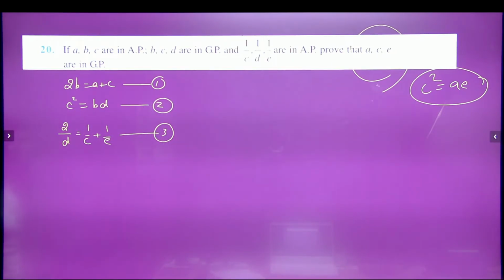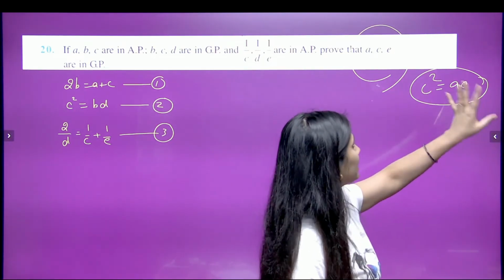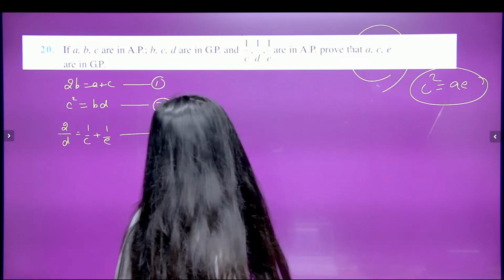So this is the question, the given things of the question. Now what we have to do? We have to solve it. From equations 1, 2 and 3 you have to eliminate A, B and D, since we have to prove in terms of C, A and E, isn't it? So we have to eliminate all the other values like B and D.